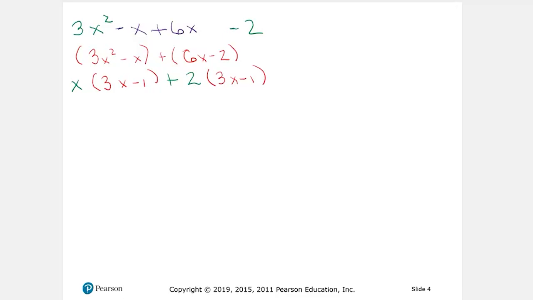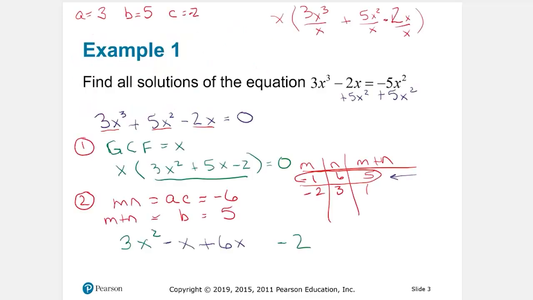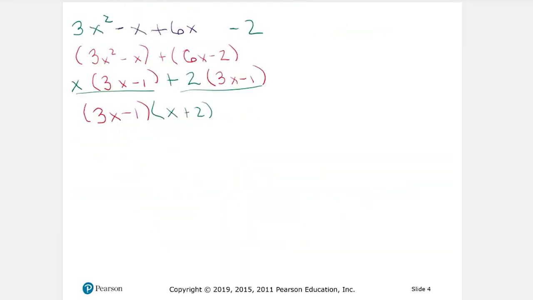Perfect. Now, I just factor out my 3x minus 1 from both terms, and I multiply by x would give me the first term, and plus 2 gives me the second term. So now I've factored, right? But don't forget, our original was x times 3x squared plus 5x minus 2.